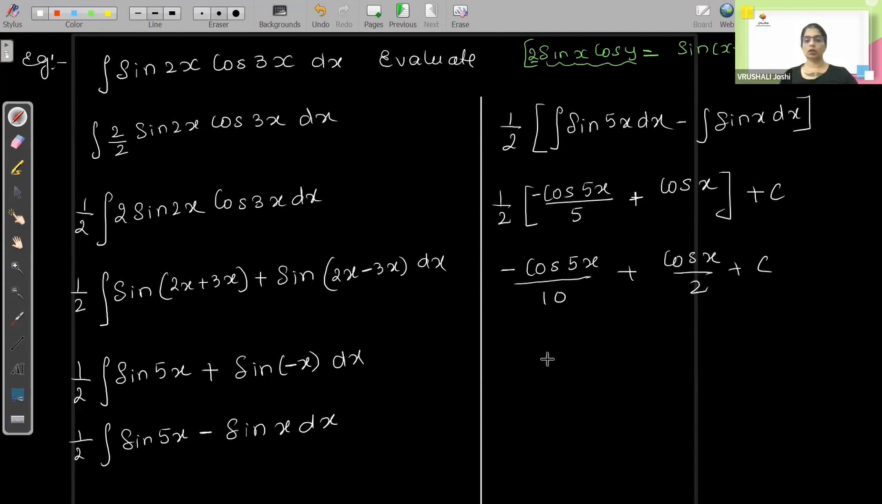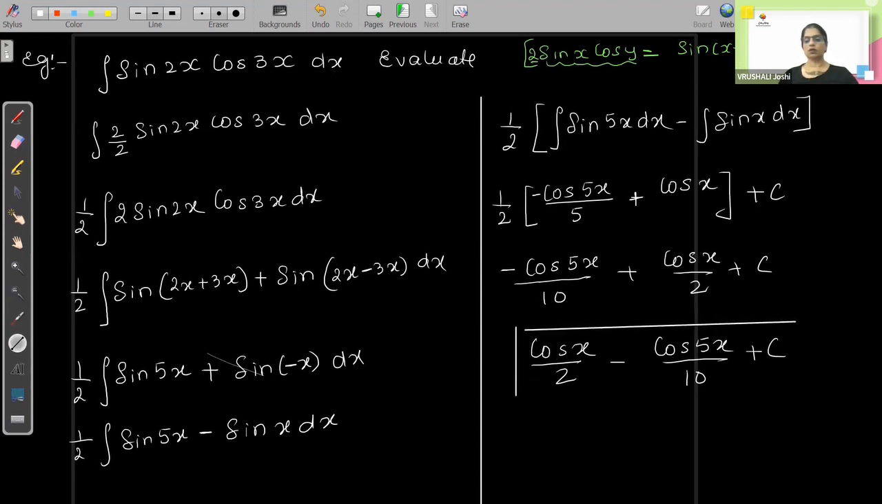You can leave the answer here, or if you want to arrange it properly, you can arrange it. So you can write it as cos x by 2 minus cos 5x by 10 plus c. Correct? I hope everybody understood this. So this is your final answer.